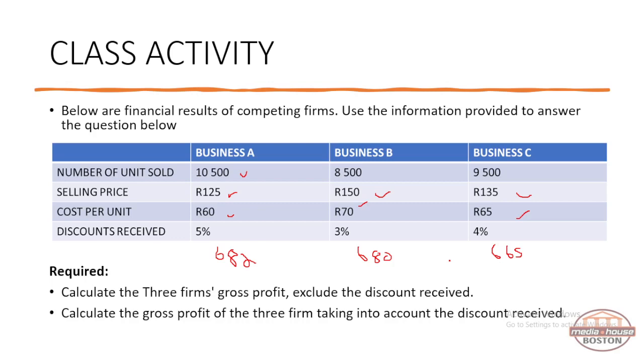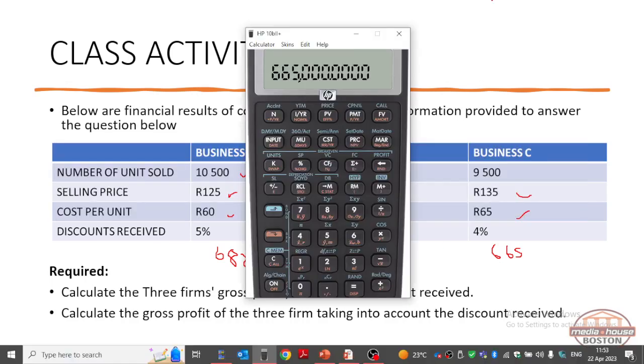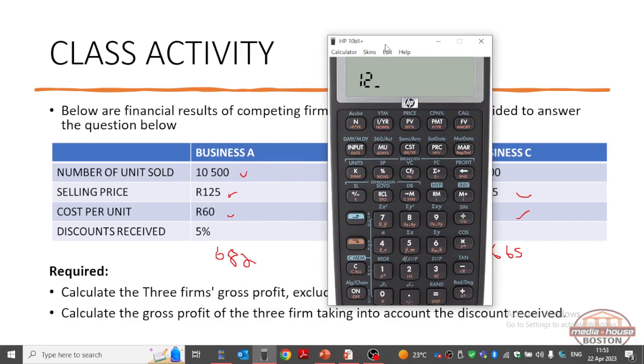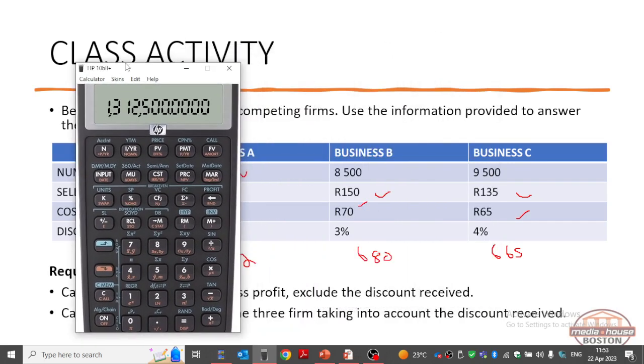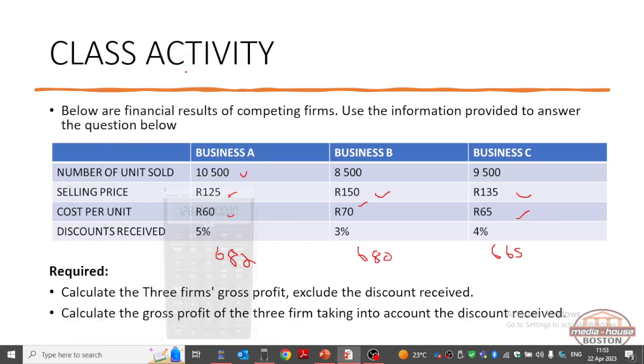But if we look at the sales revenue, we're going to have 125 multiplied by 10,500 units. This will give us 1,312,500, and then for company B, this will be 8,500 multiplied by 150, giving us 1,275,000. Company C will be 9,500 multiplied by 135. This will actually give us 1,282,500. So this allows us to see different types of sales as well. Then from there you can calculate your cost of sales for each and every company the same way, and then get to the gross profit.